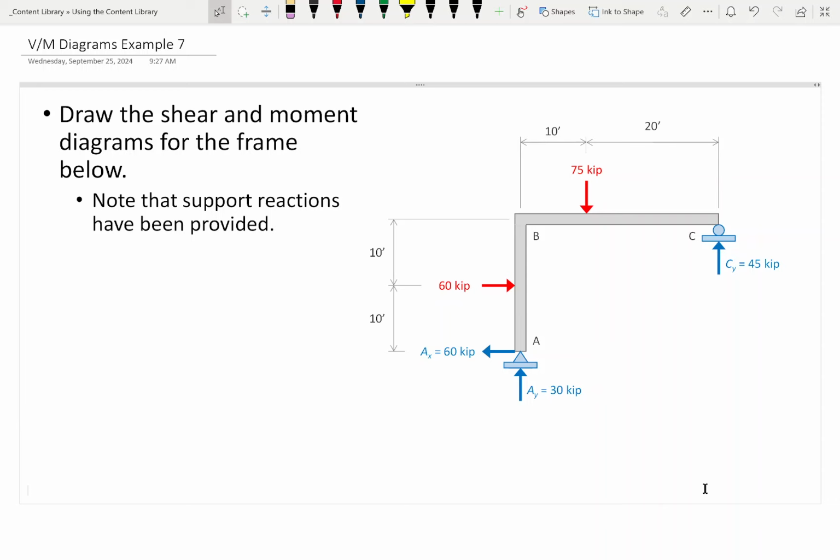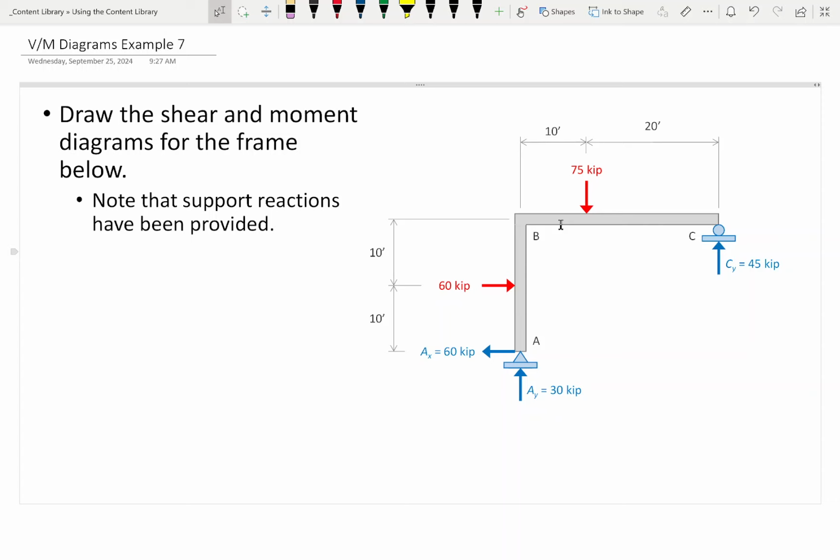So just so you're aware, I might call member AB the column and member BC the beam. The beam goes left to right, the column goes up and down. I went ahead and gave you the support reactions, and I'm going to construct the shear and moment diagrams for these members. The way I'm going to handle it is to treat each member separately. So I'm going to construct the shear and moment diagram for this member and for this member.